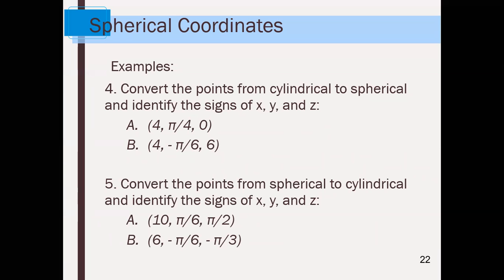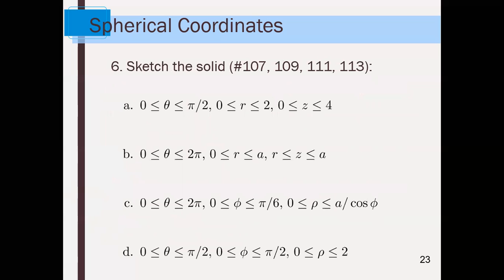I also put a couple of problems from the end of the section here that you can think about. There are certain solids that you can sketch just by thinking about what happens if I let theta go between 0 and pi over 2, r go between 0 and 2, and z go between 0 and 4. What would that first one be, by the way? That would be a good place to hang our hat on. If theta is between 0 and pi over 2, we're talking about this stuff right here, correct?